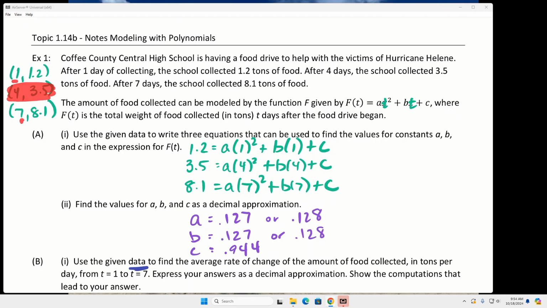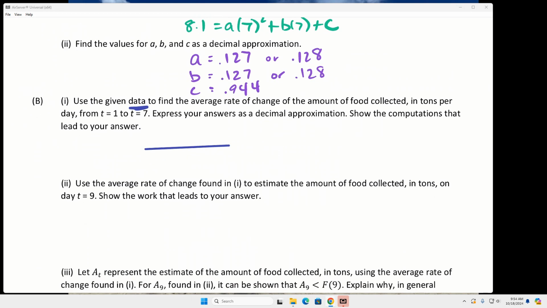So in the numerator, you're going to subtract 8.1 minus 1.2. Not 81, 8.1 minus 1.2. And the denominator, you're going to do 7 minus 1. Subtract the outputs on the numerator, the inputs in the denominator. So you guys go ahead and do that.